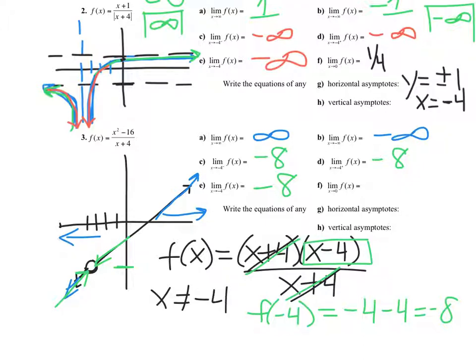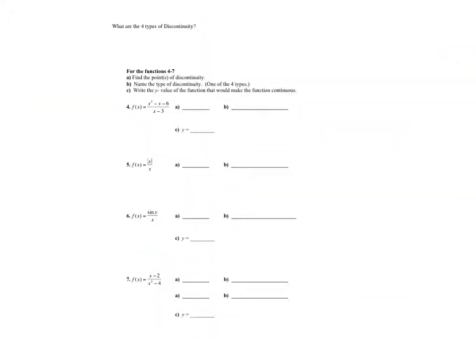And then at 0, what is it at 0? Negative 16 over 4, negative 4. Yep, and that's the y-intercept of our graph. There's not any asymptotes. None. Good. All right, let's move on.